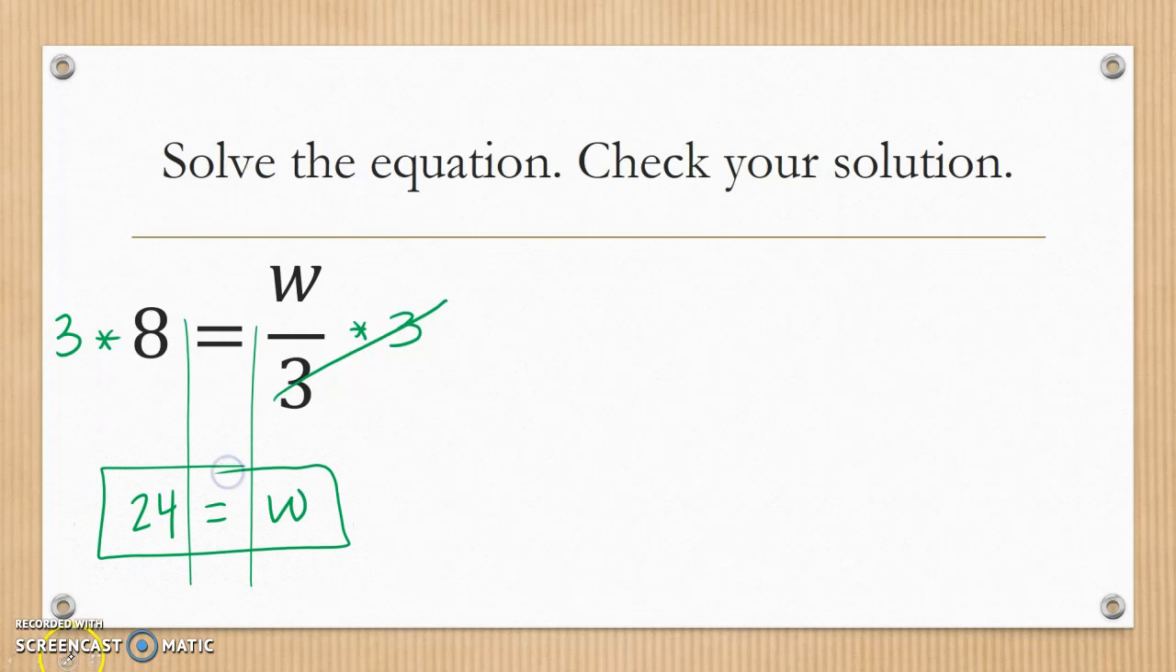And just to make sure we've gotten that correct, we're going to do our quick little check step. We've got 8 is equal to 24 over 3. So now we have to think, is 24 divided by 3 equal to 8? Yes, it is. So we know again that we are correct. w is equal to 24.